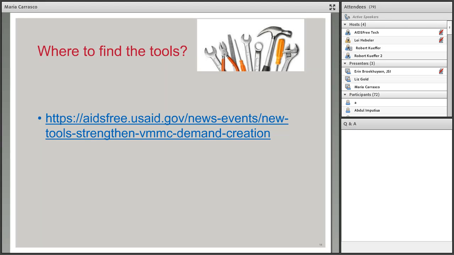This one is for Liz. A community mobilizer can be, but isn't necessarily, a VMMC client. Can you talk about the various motivations of the people who become mobilizers? Oh, that's an interesting question. So you're asking what their motivation is for becoming a mobilizer? Is that the question? Yeah. Okay.